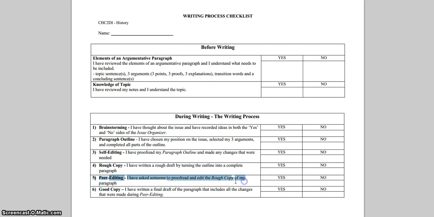Once the rough copy is completed, you need to find a peer to edit your rough copy. Someone in the class, someone that is not in the class. It could be a family member, but you want an outside set of eyes to take a look at your rough copy of the argumentative paragraph, and they're going to look for anything that is unclear, spelling, grammar, sentence structure, things like that. They might want to look at the checklist as well that I'll show you momentarily, so they can look and make sure that your paragraph includes all the important elements that need to be included in there. Once the peer editing is completed, you will complete a good copy, and the good copy should be typed.